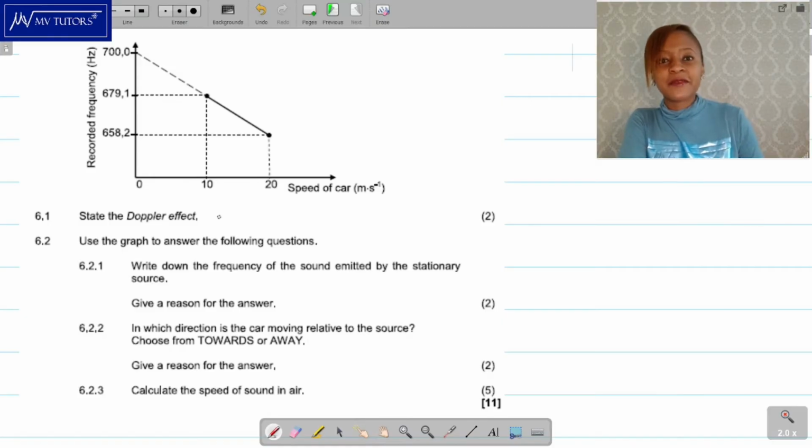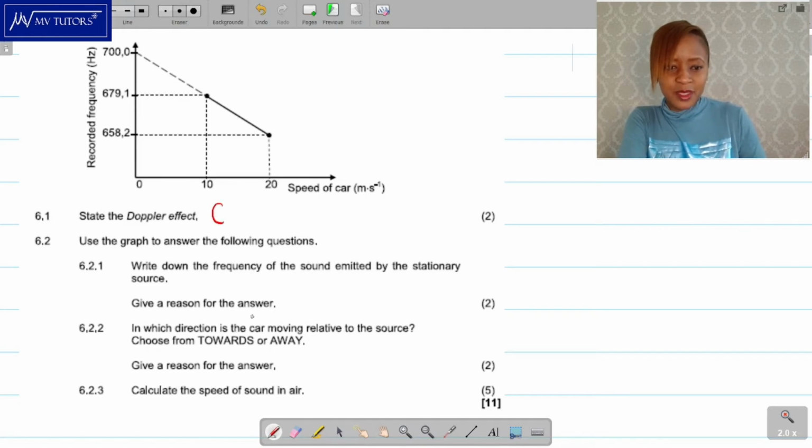So the Doppler effect is really the change in frequency or pitch of sound detected when a wave source and the observer or listener are moving relative to one another. So if one is stationary and one is moving, what frequency can you detect? If both of you are moving, again, what frequency can you detect? So let's just write it down for 2 marks.